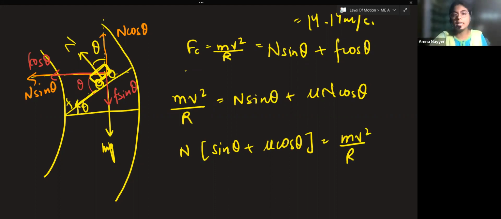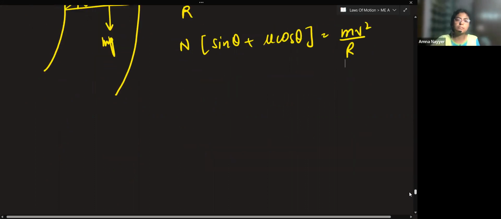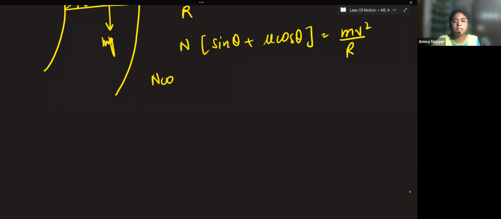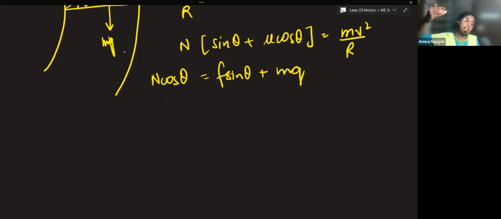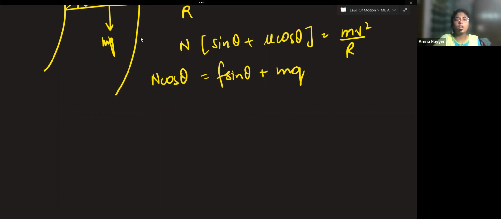Now see n cos theta. N cos theta is balancing two forces, f sine theta and mg. So how can you write n cos theta? N cos theta is f sine theta plus mg. On the y-axis, I have just equated all the forces above the y-axis to the forces that were below. Now what will be the value of n from here? N cos theta is there already, mg, all the like terms together.